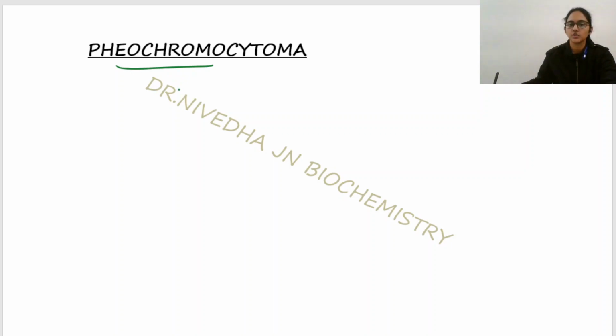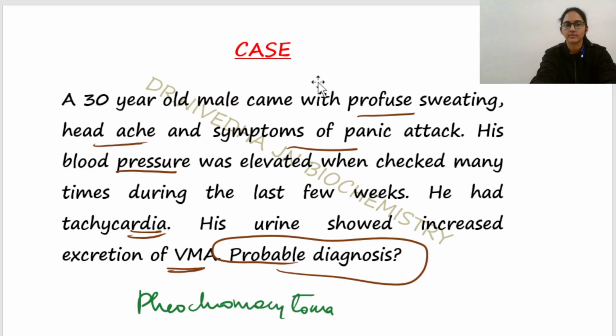It's nothing but a tumor of your adrenal glands. So what are the symptoms which will make us think about this pheochromocytoma? This tumor will synthesize more catecholamines, especially epinephrine. So if more epinephrine is released, what will be your classical triad in case of pheochromocytoma? You get profuse sweating, episodic headaches and tachycardia.